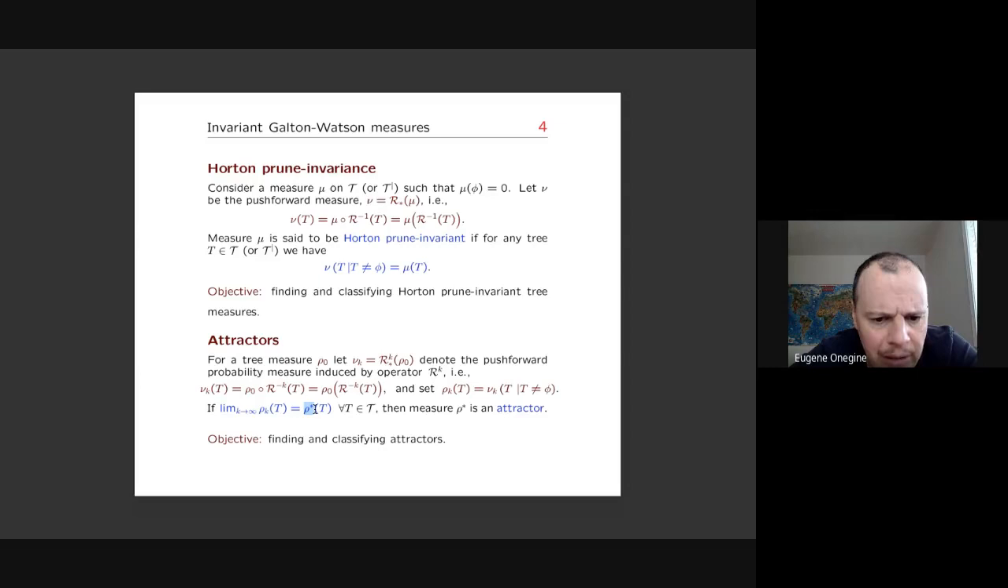But then being an attractor is more than just being invariant. It should also have a basin of attraction. That should be a class of measures that are non-invariant, but as you keep pruning, they will converge to that one, right? A meaningful class of measures, of course. So we want to find and classify attractors in branching processes, in coalescent processes, in all kinds of trees built by partition or coagulation dynamics or annihilation dynamics for that matter. Right, and so there are two objectives. One, finding and classifying Horton prune invariant tree measures, and the other objective is finding and classifying all the attractors, or as many as possible.